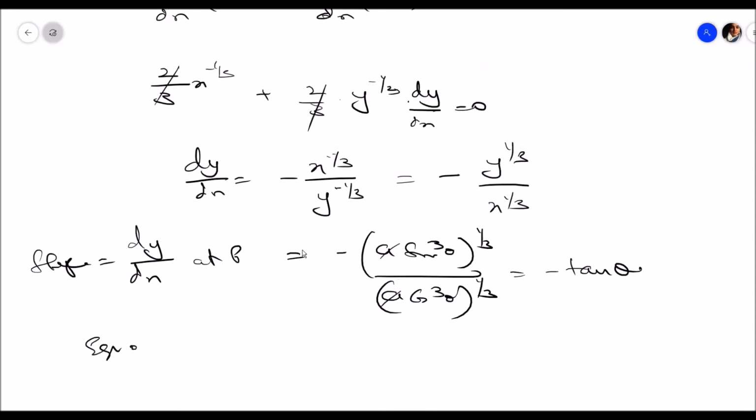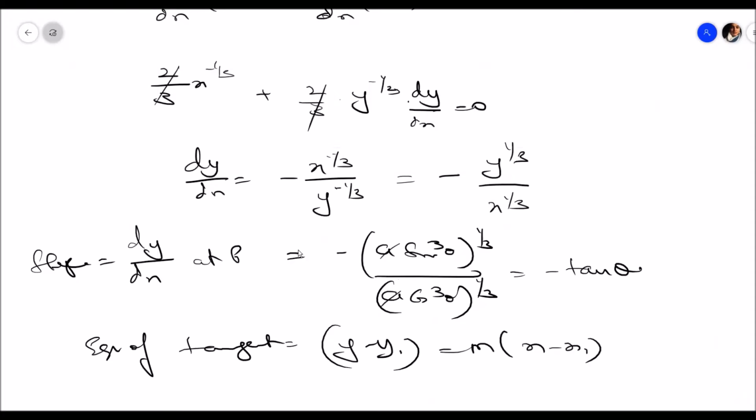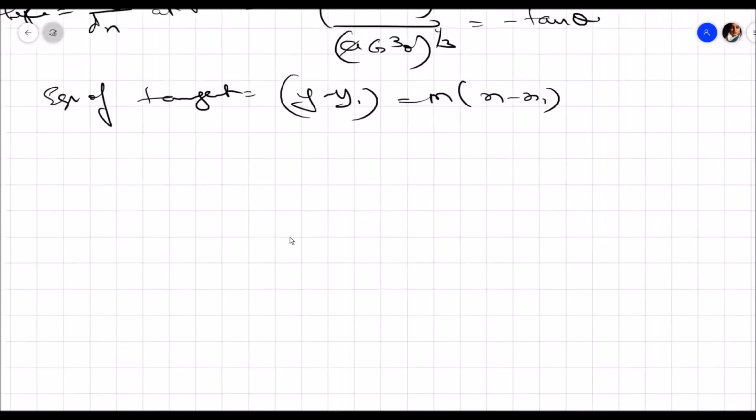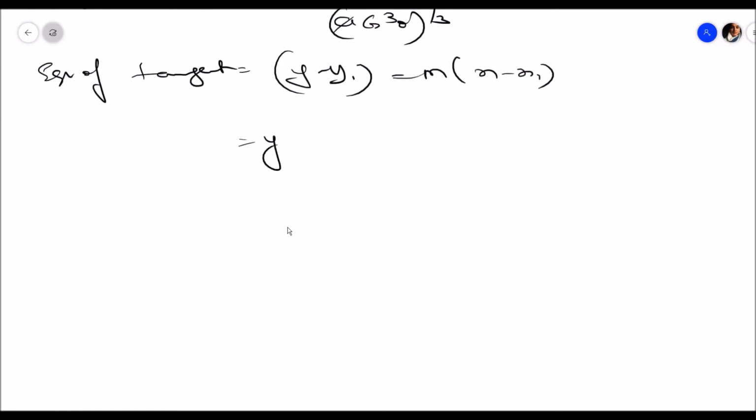So the equation of tangent is nothing but again y minus y1 is equal to slope into x minus x1. So what does that give us? y minus a sin cube theta should be equal to minus tan theta into x minus a cos cube theta. Is it clear?